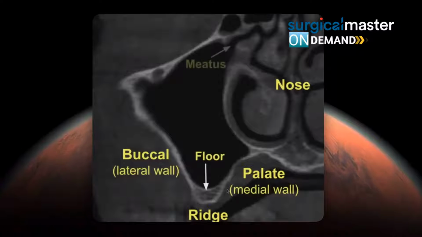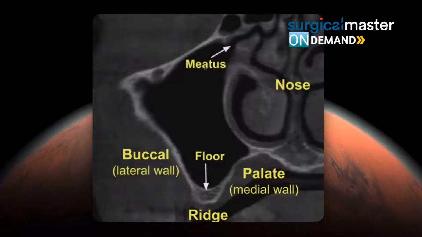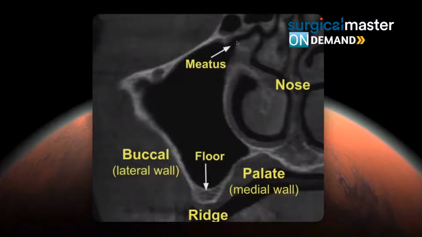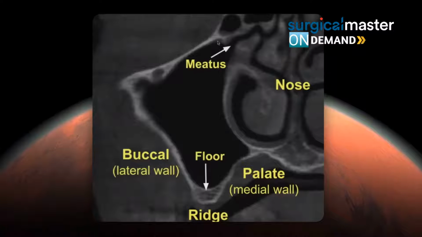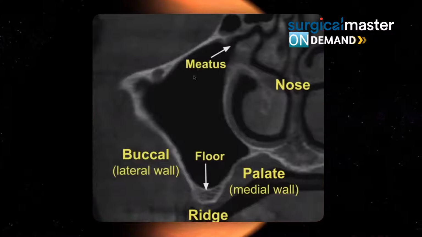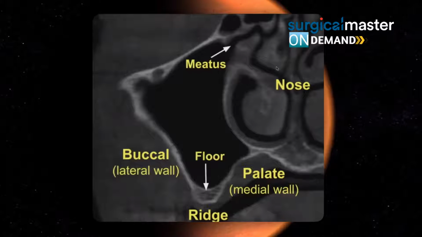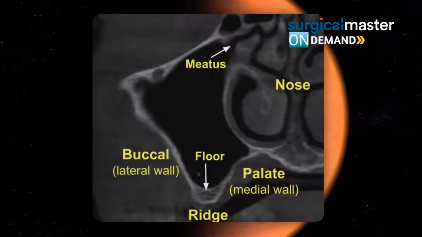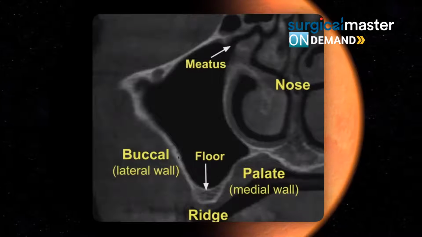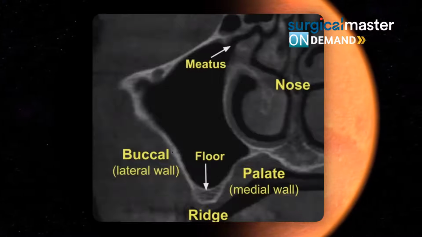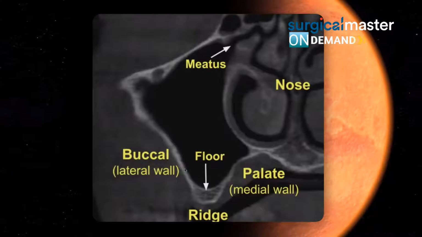Now we have the floor of the sinus. This is our cortical bone. And then we have a meatus, called the middle meatus, that connects to the nasal cavity. That's very important. We have to stay away from it. And this is why when we do things in the sinus, things go inside the nose. We have a nosebleed.